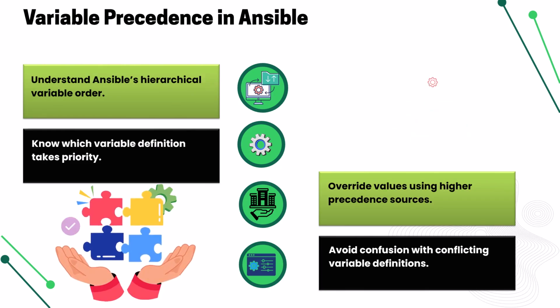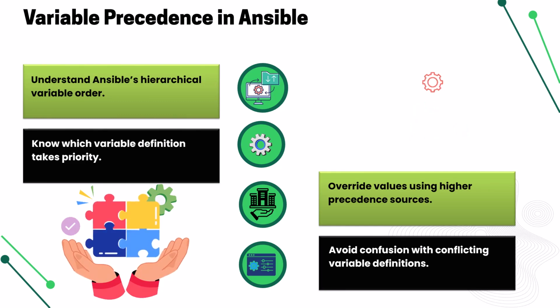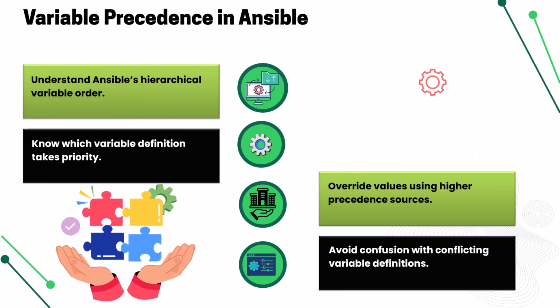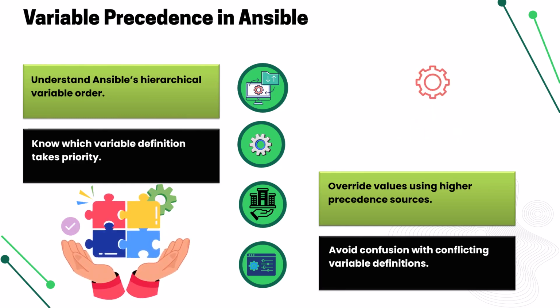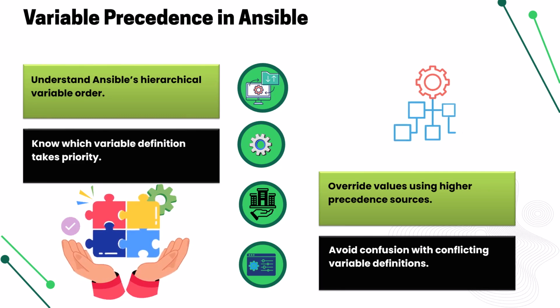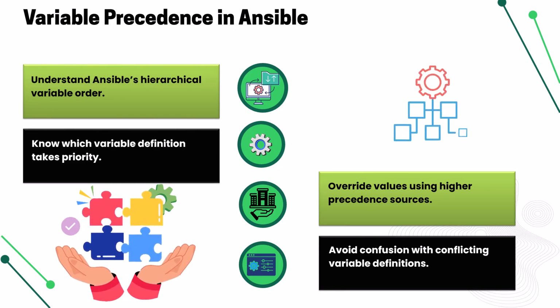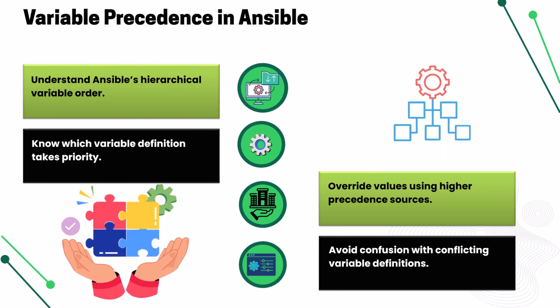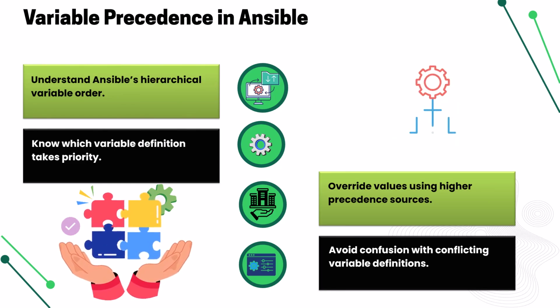Variable precedence is like deciding who controls the TV remote. It's all about hierarchy. Ansible has a defined order, and knowing it ensures that the right variable takes charge. If you need an override, just use a higher precedence source. It's like pulling rank in a debate. But watch out for conflicts. Undefined priorities can turn into chaos, like 5 people trying to order food and ending up with nothing.